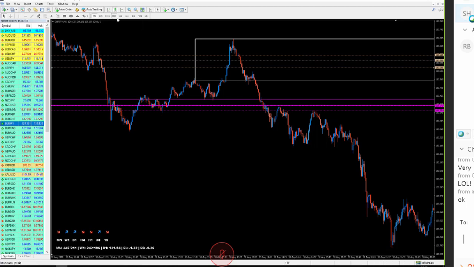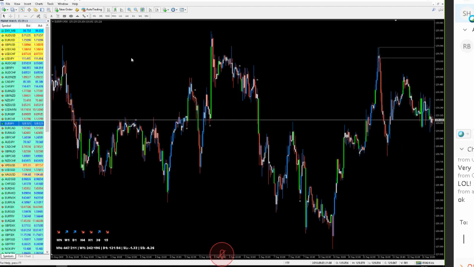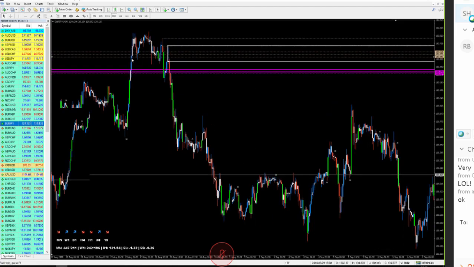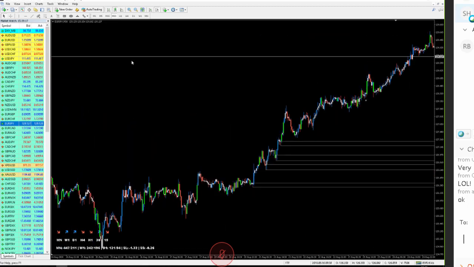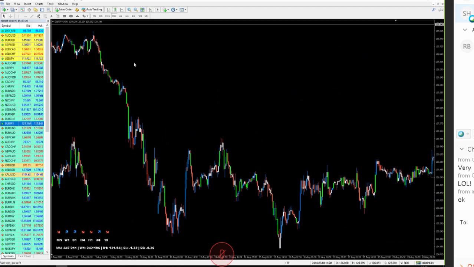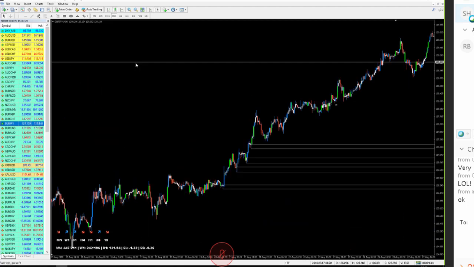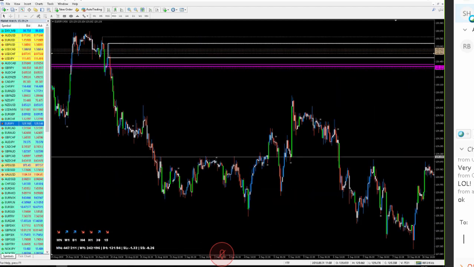So if we go back to the 30-minute chart, never mind, I'm getting all of my lines mixed up. It's one of the joys of MT4. Anyway, we'll leave it at that and open up for questions.